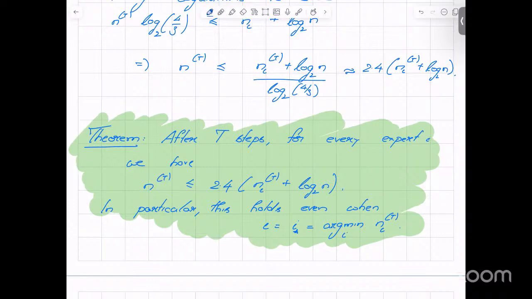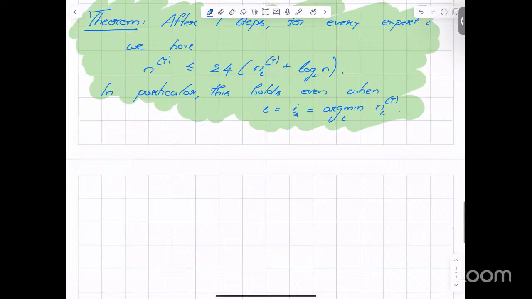This I will not do in class. It will be one of the problems in your second problem set. Notice this 2.4 was just a consequence of log 2 over log 4/3. So you can now ask, instead of reducing by a factor of half, whether you can reduce it by a different factor. So let's just try to do that. Let's just do weighted majority.